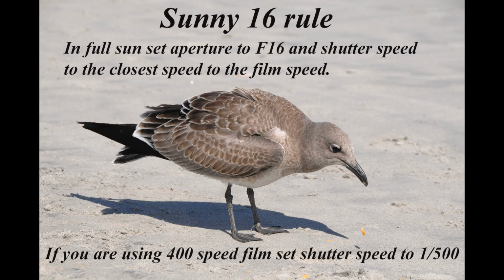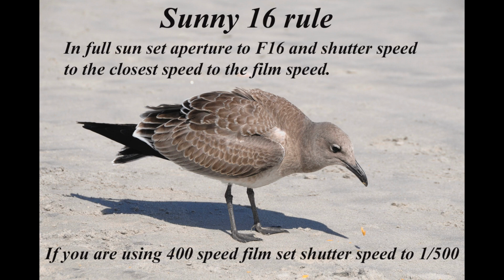What Sunny 16 means, if you were photographing in full sun, no clouds in front of the sun, and your subject, again, is in full sun, you set your aperture to f16, and you set your shutter speed to the speed of the film, or the closest speed to the speed of the film. For example, if you're using 400 speed film on a bright sunny day, you will set your aperture to 16 and your shutter speed to 1/500th of a second, because that's the closest to the 400 of the film.